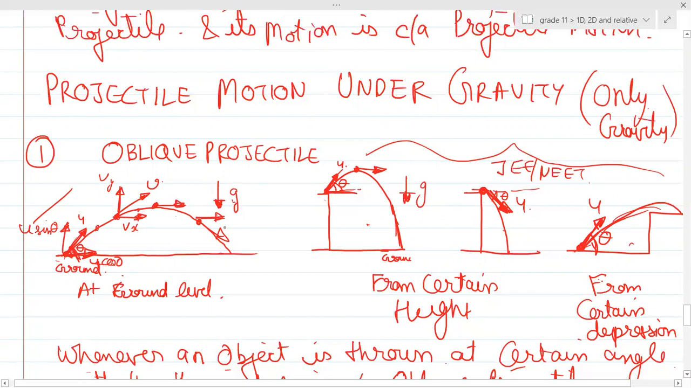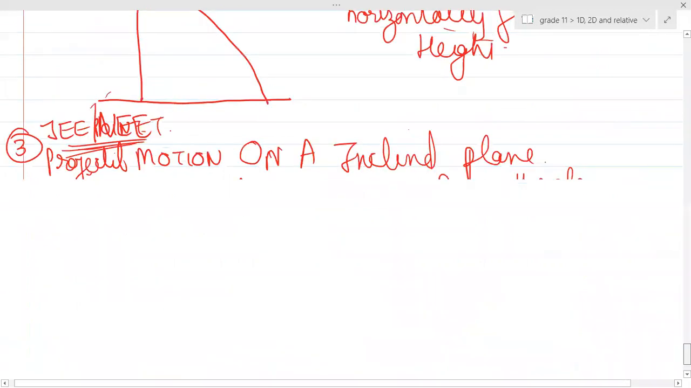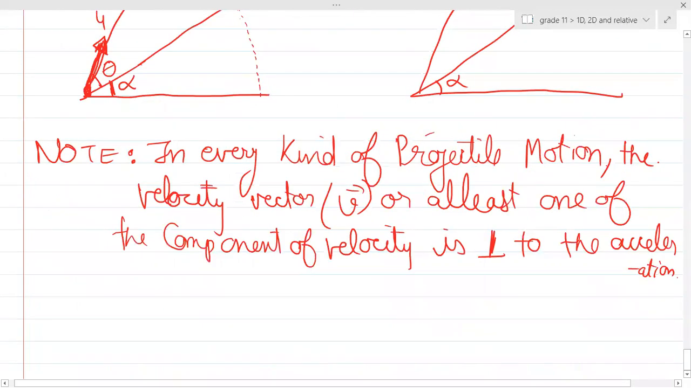So at every point, whatever kind of projectile it is, either the velocity will be perpendicular, or at least one of the components will be perpendicular. Is this clear? Any doubt? Is that note clear, guys? Okay. Now, please give the heading oblique projectile.